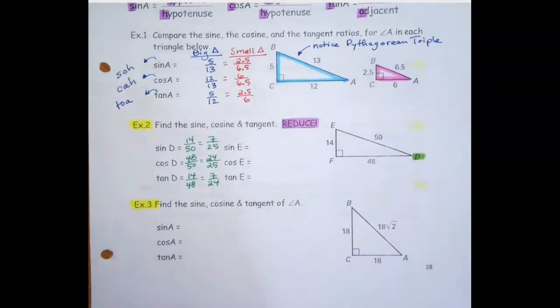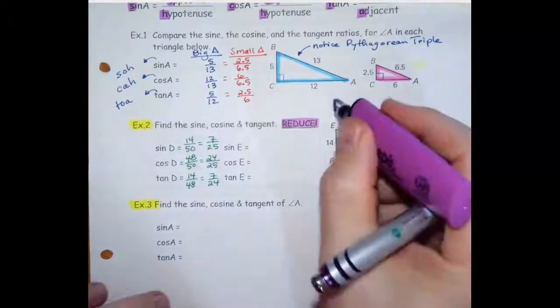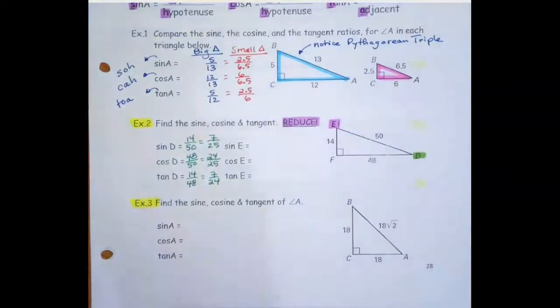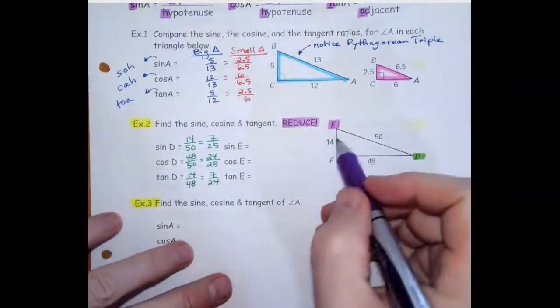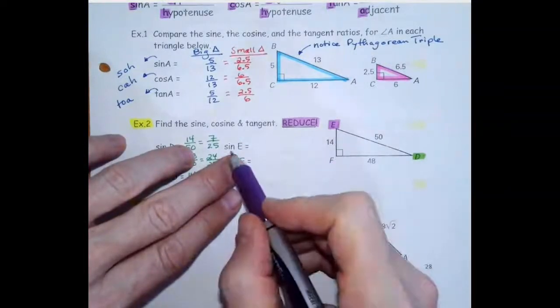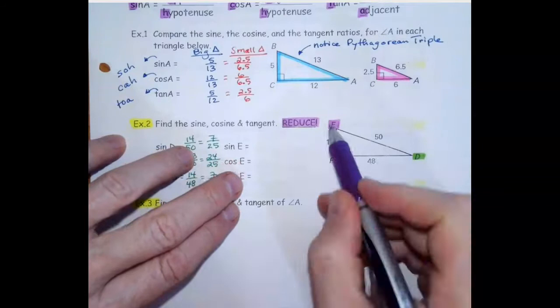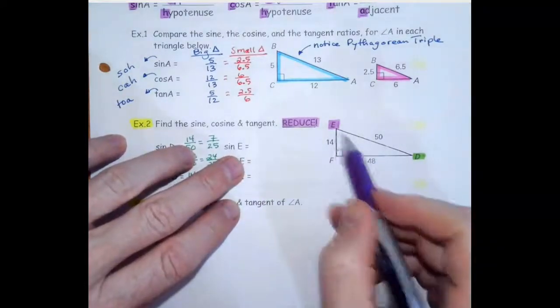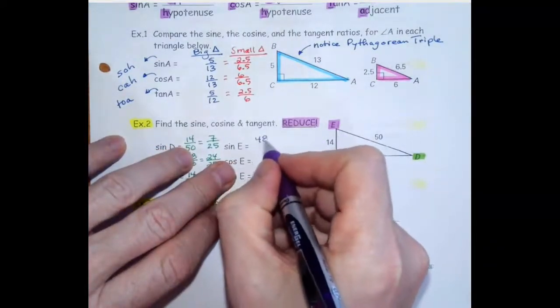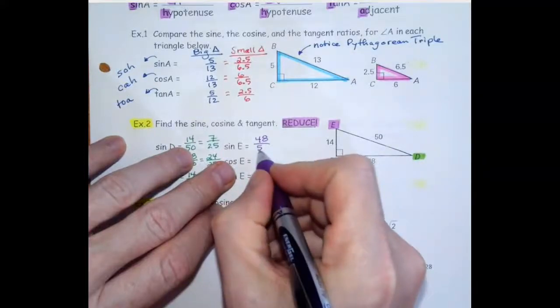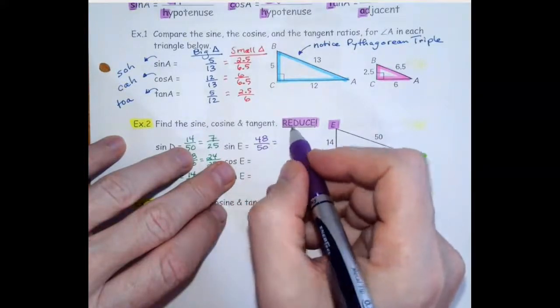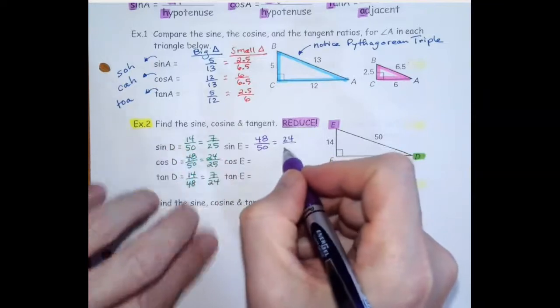And now if we switch over to angle E, that's going to change our perspective. So we're going to be looking from a different point of view now. So now sine, that's still opposite over hypotenuse, but now our opposite is this side because we're talking about angle E. So that's going to be 48 over 50, which is 24 over 25.